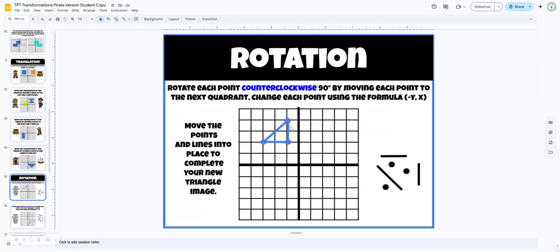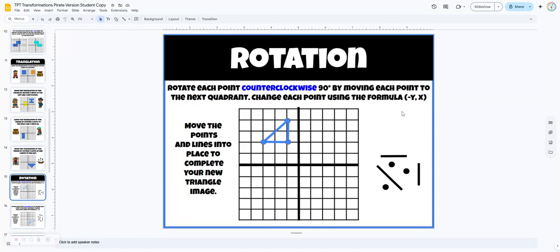So here we have a triangle, and it's got 3 points on the graph. And we're given a formula. So we want to rotate this. We're rotating this triangle around the origin, and we want to move it 90 degrees counterclockwise. So that would place that next figure in quadrant 3. I'm going to take the coordinates of each of these points, and I'm going to use the formula negative y, x in order to change the coordinates so I can find my new point.